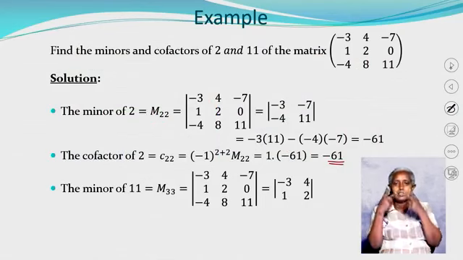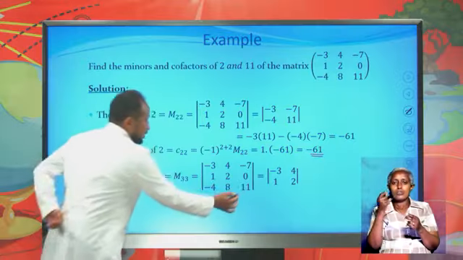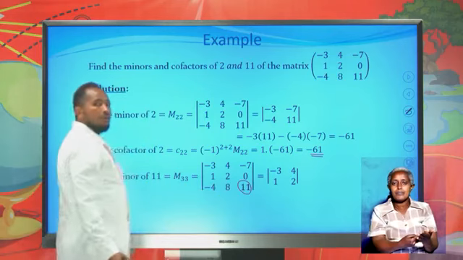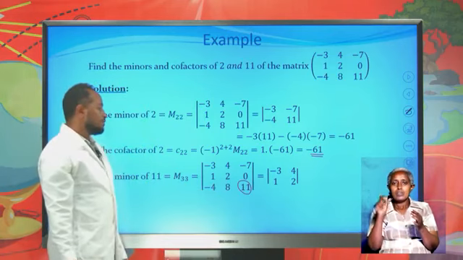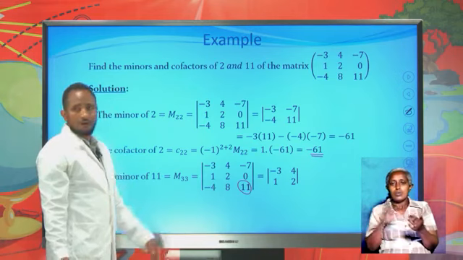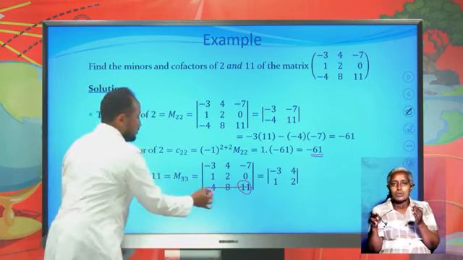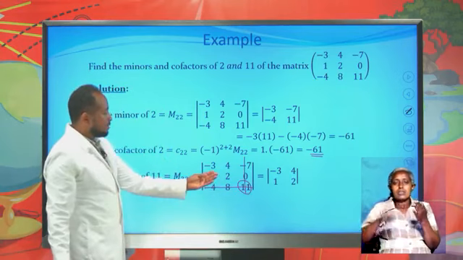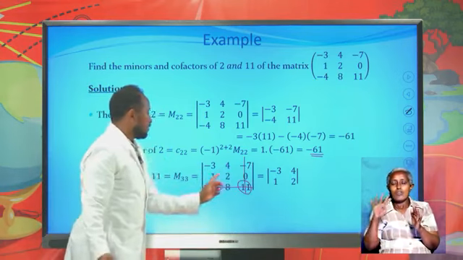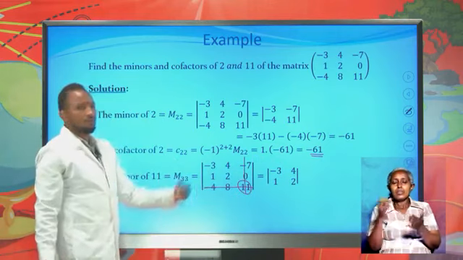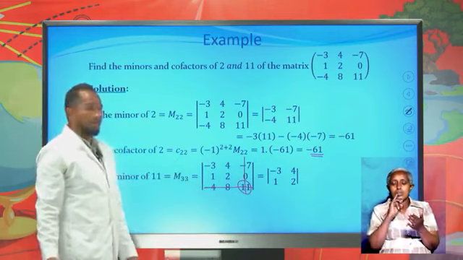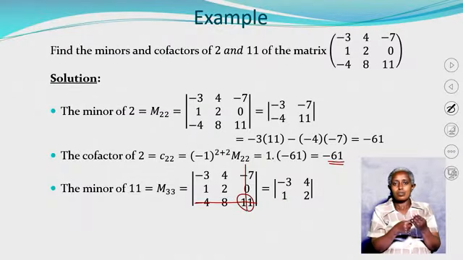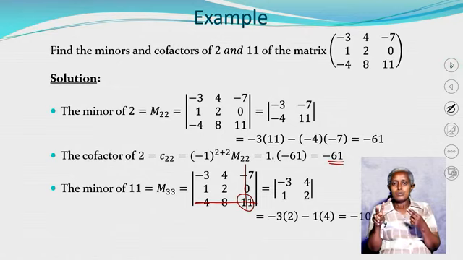Next, let's see the minor of 11. 11 is here. To find the minor of 11, you simply delete the row and the column in which 11 is found. The remaining part will be this -3, 4, 1, and 2. And you take the determinant of this. The determinant of this one is the minor of 11. When you evaluate this, -3 times 2 minus 1 times 4, the answer will be -10. Therefore, the minor of 11 is -10.